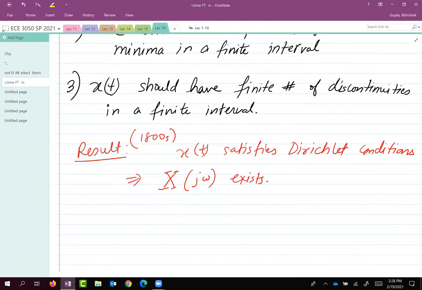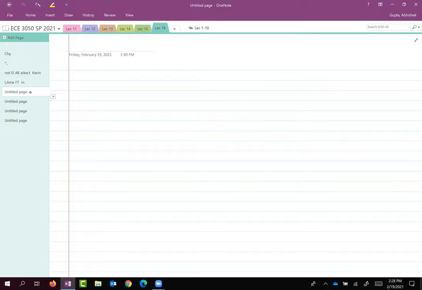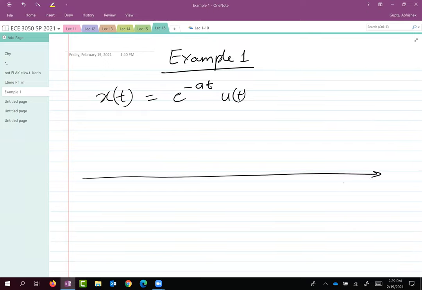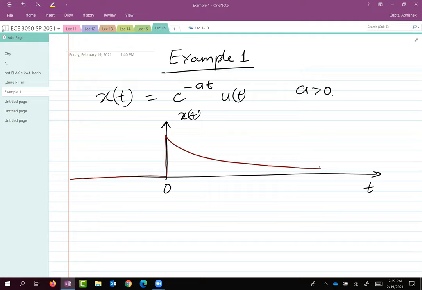Now we'll do a couple of examples which compute the Fourier transform of aperiodic signals. The first signal, let me write example: x(t) equals e raised to minus a t times u(t), and I want a to be greater than zero. This is what my signal looks like. x(t) decays exponentially fast to zero as t goes to infinity.